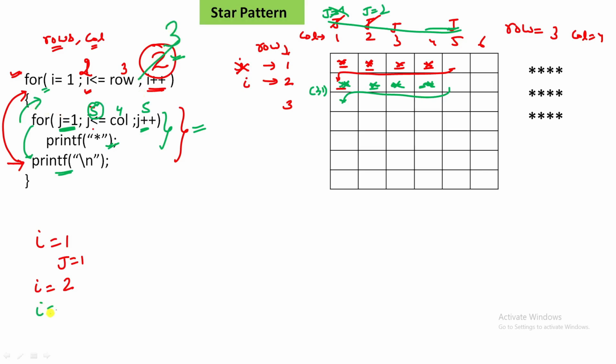for i equal to 3. Now again this 3 is less than or equal to 3. It is within the limit. So for the third row, again I will do the same thing. Again j will start from 1 only, right? This you have to take care.